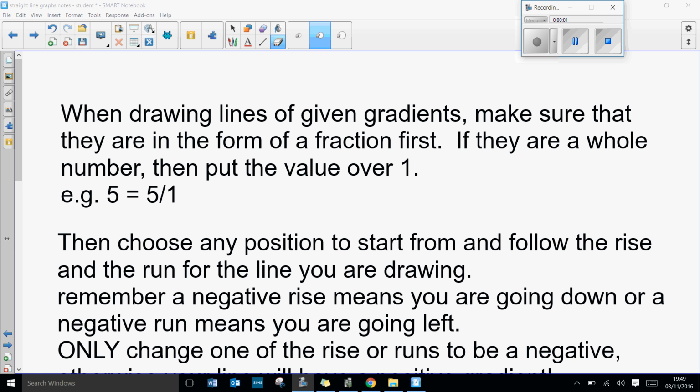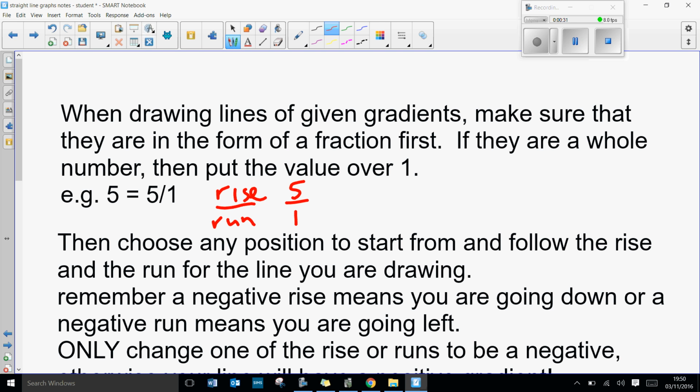To draw a line of a given gradient, we need to make sure that they're in the form of a fraction first. If they're given to you as a whole number, then all you need to do to make it a fraction is put it over 1. So for example, 5 on its own would be considered as 5 over 1. The reason being is that we know that gradient is equal to rise over run, so we need to have it in a fraction format to know that 5 over 1 would be 5 rise, run 1.